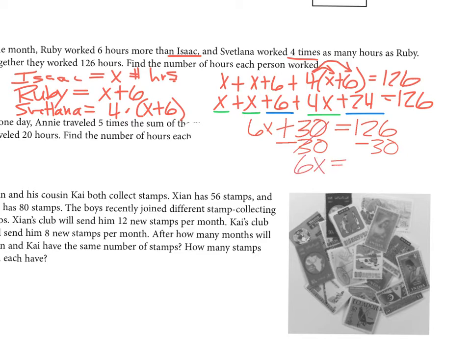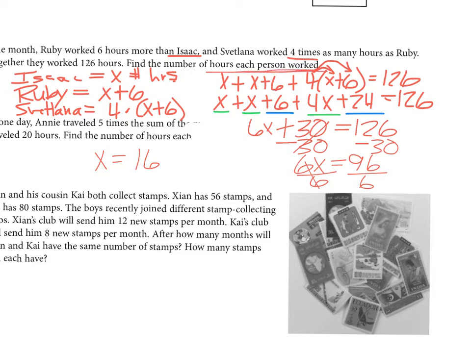6x is 96, divide by 6, and that's going to give us x is 16. Okay, now read the question. Find the number of hours each person worked.